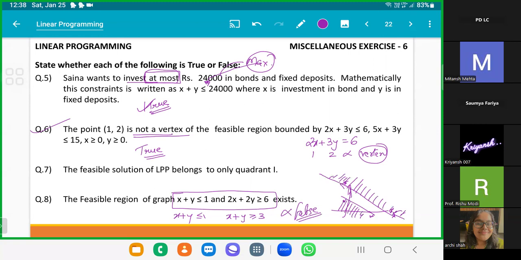Are we understanding this? Seventh one. The question says it belongs to only quadrant 1. It is not necessary that it will belong to only quadrant 1. It can go below that also. Clear? So the answer for the seventh one will be false for this question.